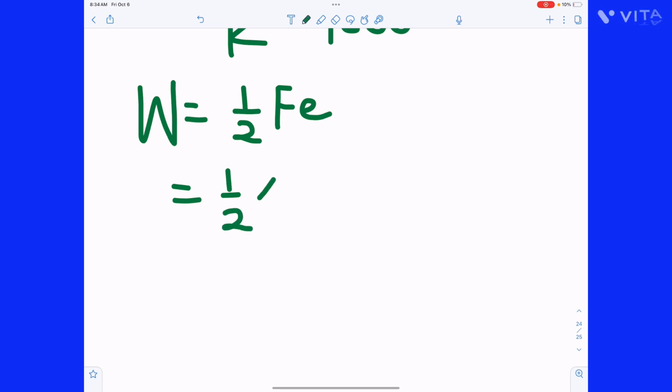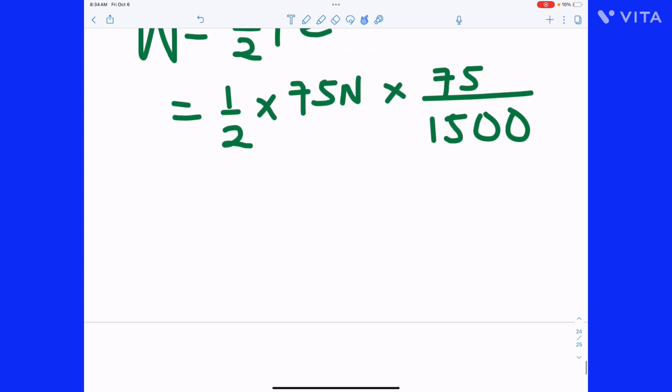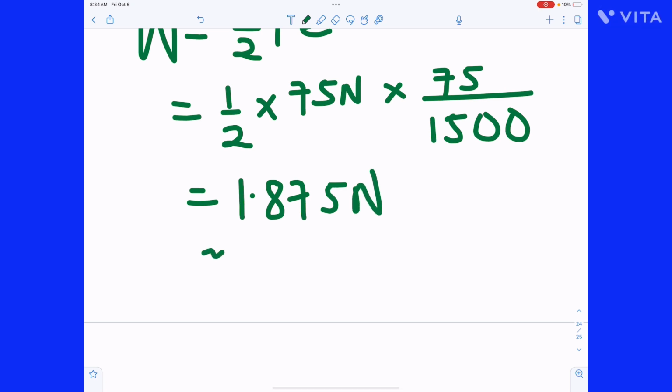Half times what? Force is 75 newtons. Then the extension is what? The extension is 75 over 1500. Does this give us the answer? Let me check. Okay, 0.5 times 75 times 75 divided by 1500. 1.875. Okay, so our work done is 1.875 newtons, which is approximately equal to 1.9 newtons. So the energy stored in the spring is equal to 1.9 newton approximately.